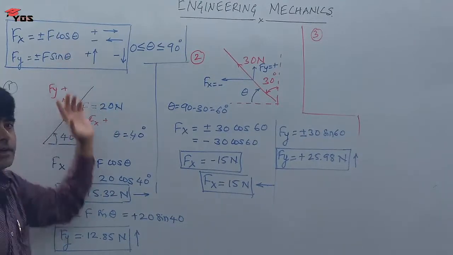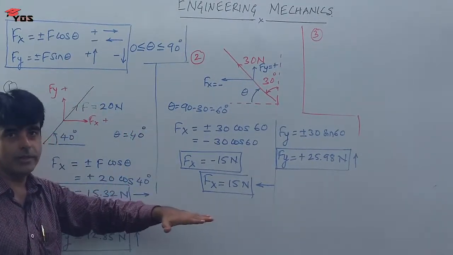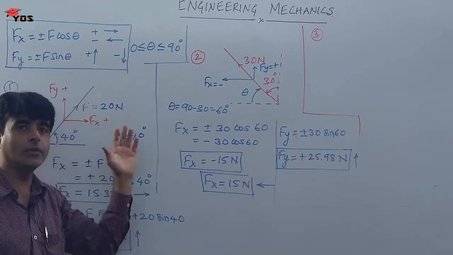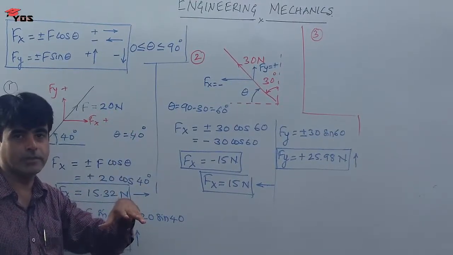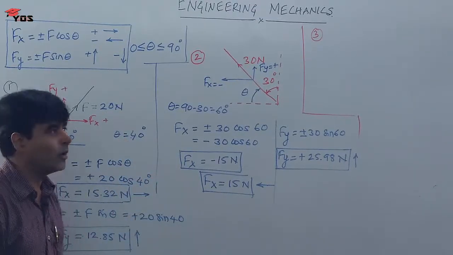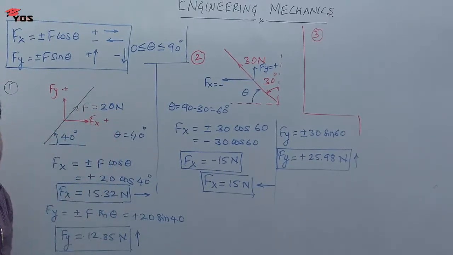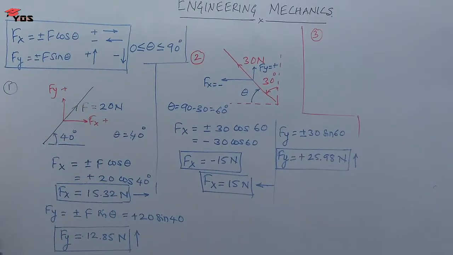Always these theta values are between 0 to 90 degree. And theta always is the inclination of force with horizontal. If it is given with vertical, you convert that with respect to horizontal, just by using 90 minus that angle, you get inclination of force with horizontal. So in order to know how exactly the forces are resolved, let us consider few examples.